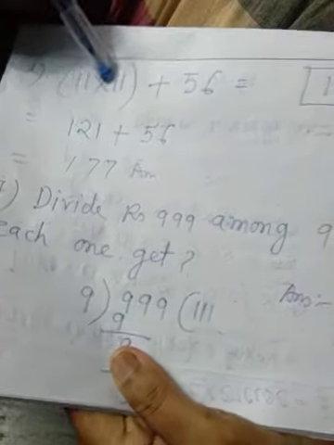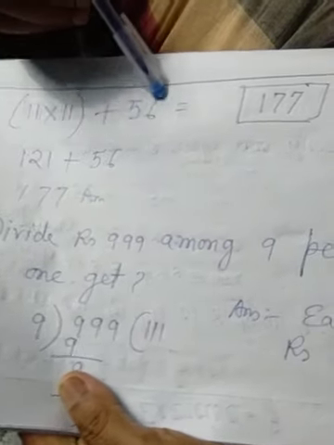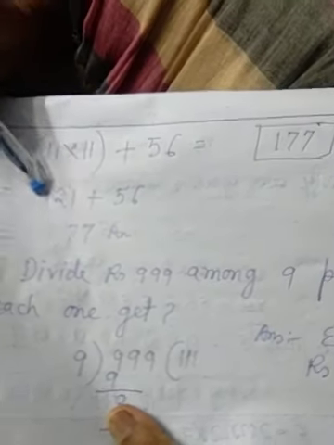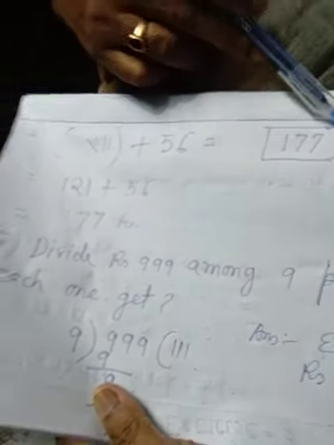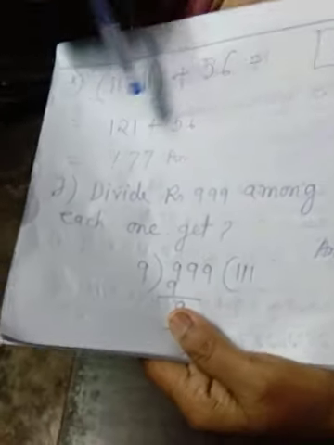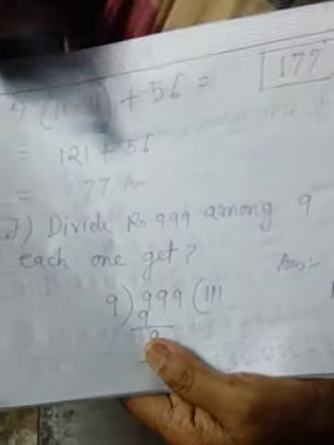I. 11 into 11 plus 56. 11 into 11 is 121, plus 56 is 177. Okay. 177 is the answer.